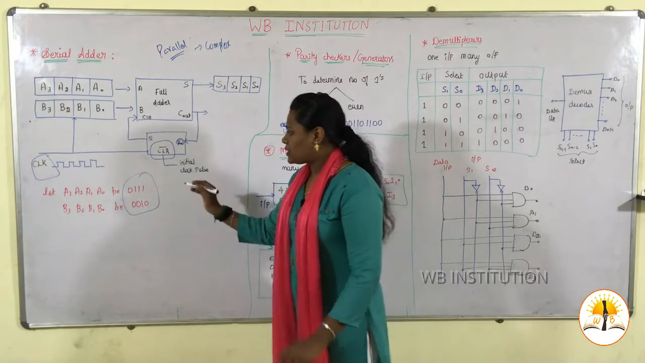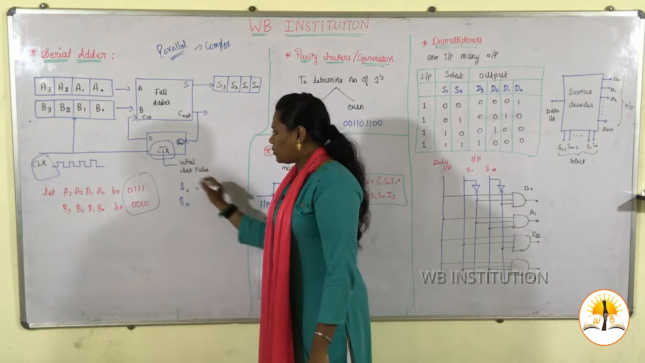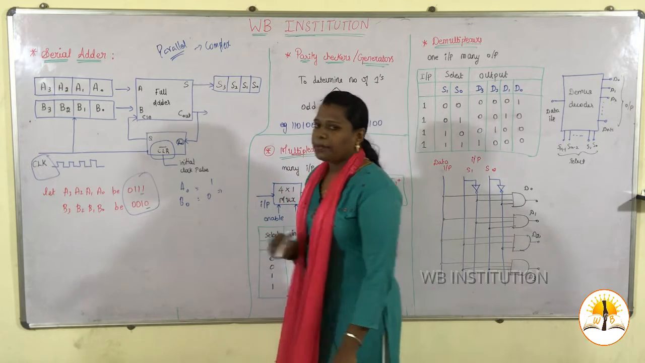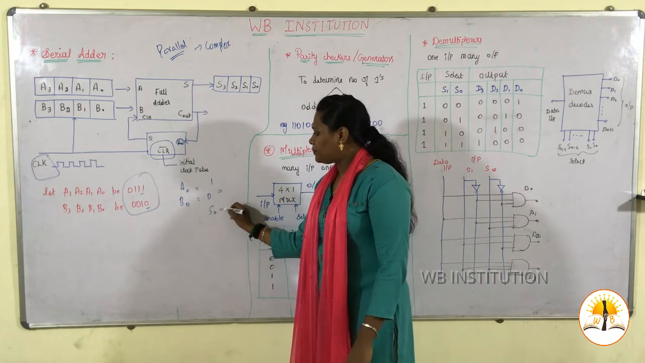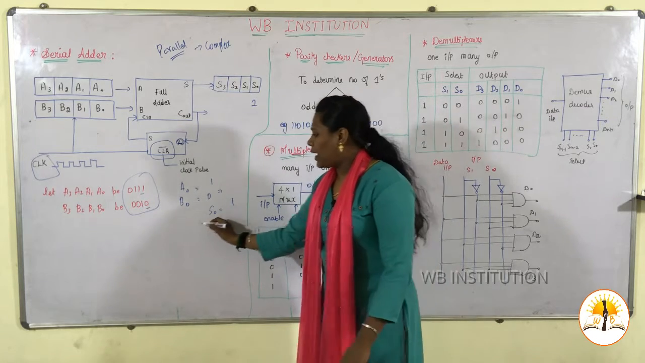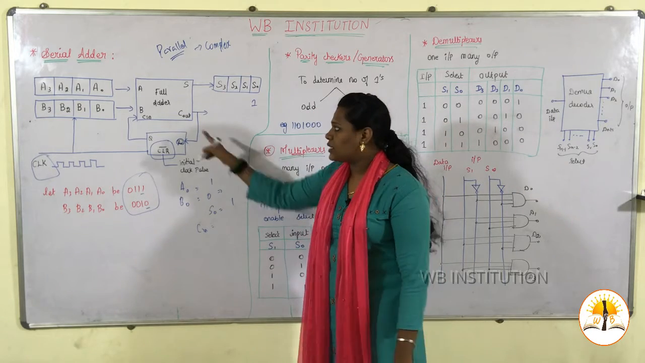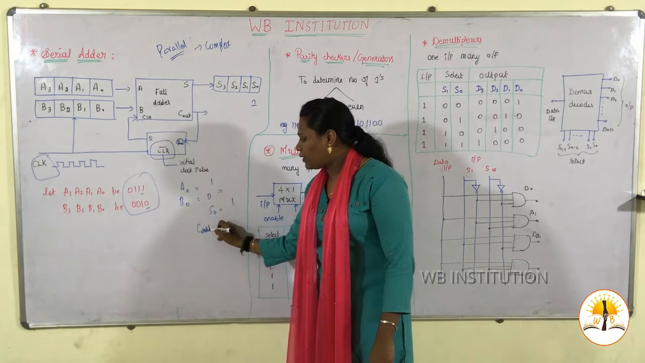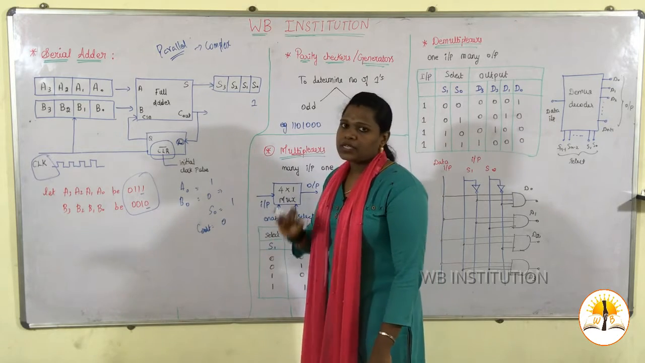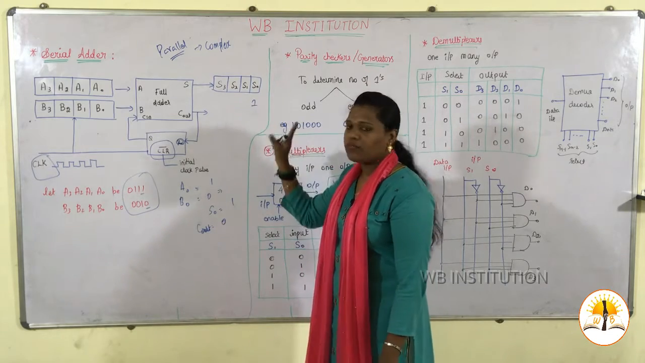Initially I am starting with A0. I am going to add A0 and B0. A0 will be 1, B0 will be 0. So what will happen? S0 will be 1. Do you have any carry over here, C in or C out? C in is 0. C out, do you have any carry? No. 1 plus 0 gives you 1, so C out will be 0. This happens during the first clock pulse, so I have got the answer 1.